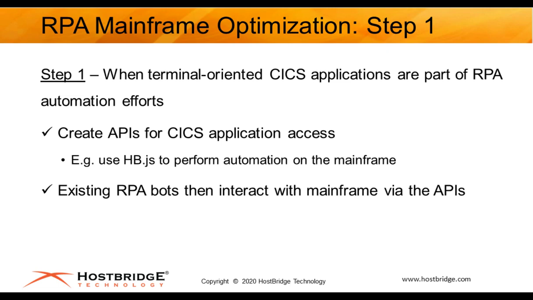And in that area of optimization, it's kind of a two-step process. First of all, if terminal-oriented CICS applications are part of the RPA automation, or if bots are driving those transactions, then we would certainly encourage you to create APIs for access to those CICS applications, not terminal-oriented screen scraping under the covers. Obviously, we offer a product that can do that, which is HBJS, which can do this sort of automation under the covers of CICS. But that's not to say that's the only way to solve this particular problem.